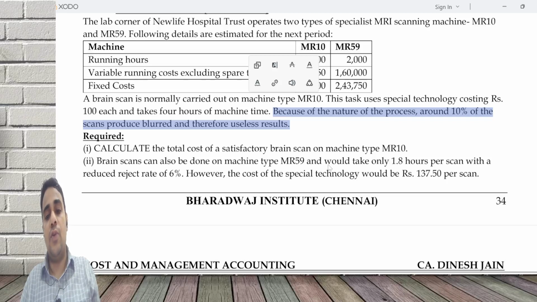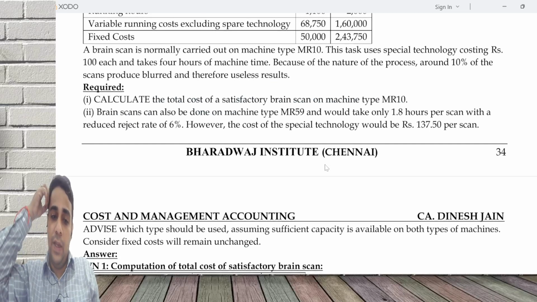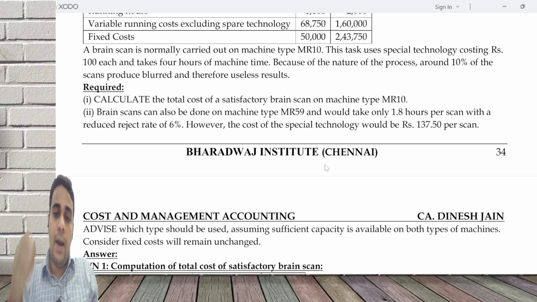And then they are saying you can also do MR59. Should you shift to MR59?